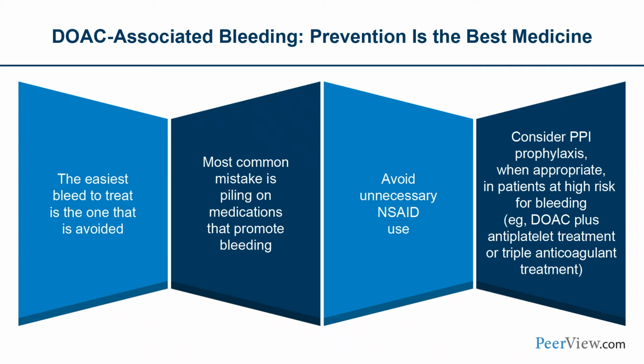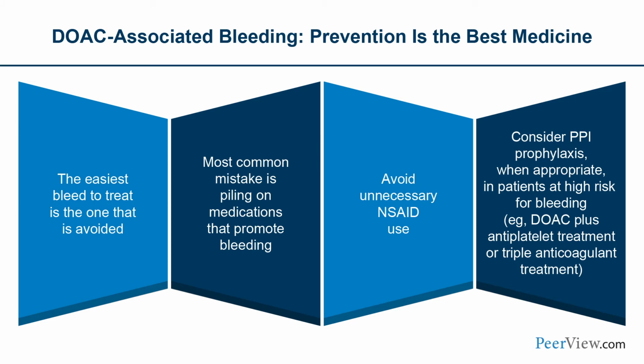If a person's on a combination of a direct oral anticoagulant plus aspirin and/or another antiplatelet agent, you should always make an effort to see whether or not they need to have the antiplatelet agent, because many patients are on them because they had a stent put in a long time ago and they no longer need those medications. And adding an antiplatelet on top of a DOAC clearly increases the risk of bleeding, and adding a second antiplatelet further increases that risk. It's also important to avoid unnecessary NSAID use.